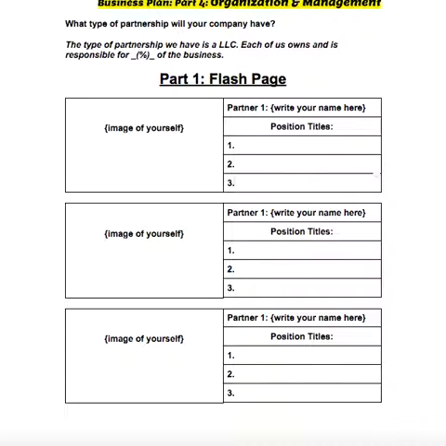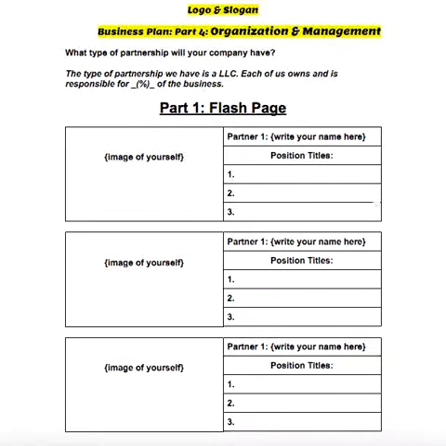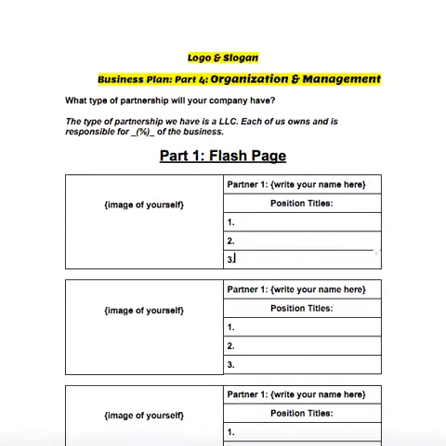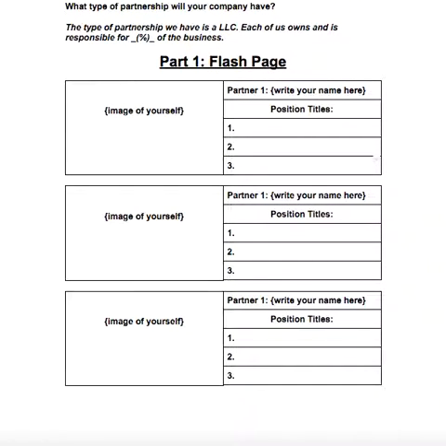The image that you pick of yourself should be professional, meaning that it shouldn't be one from when you were a child or something that's really goofy. This is being presented for investors, so you want to go with something that's a little more professional there. So, image of yourself, and then the different partners' names, and then the position titles.